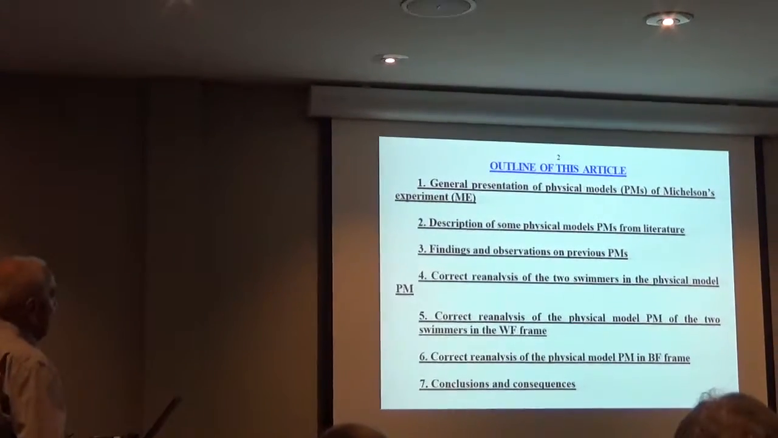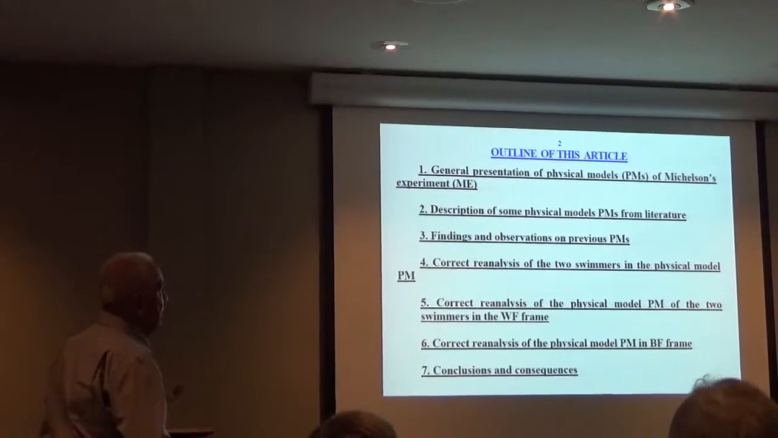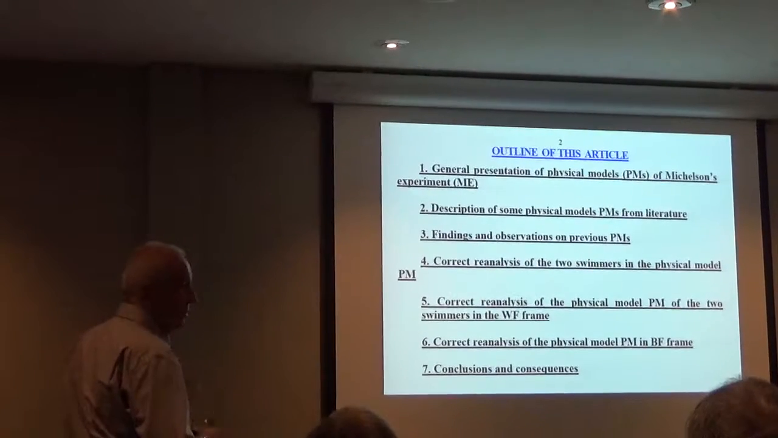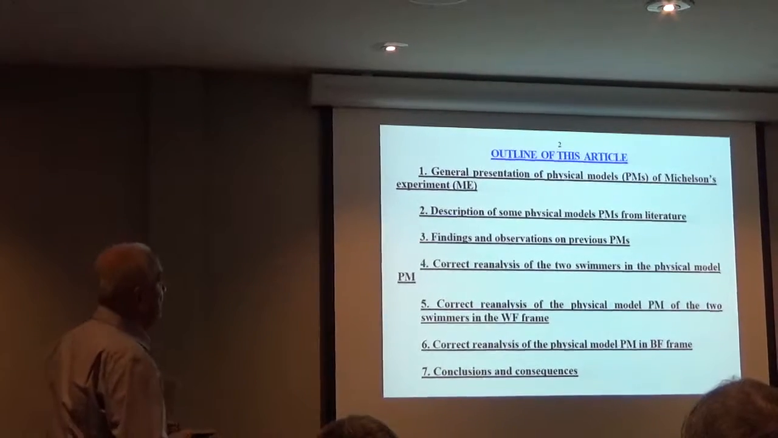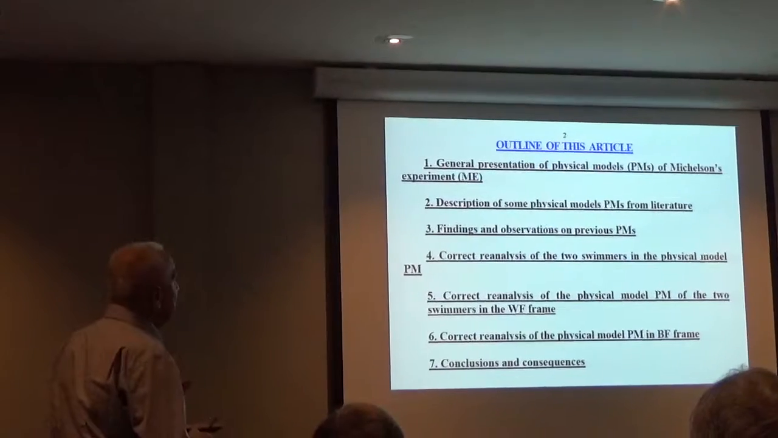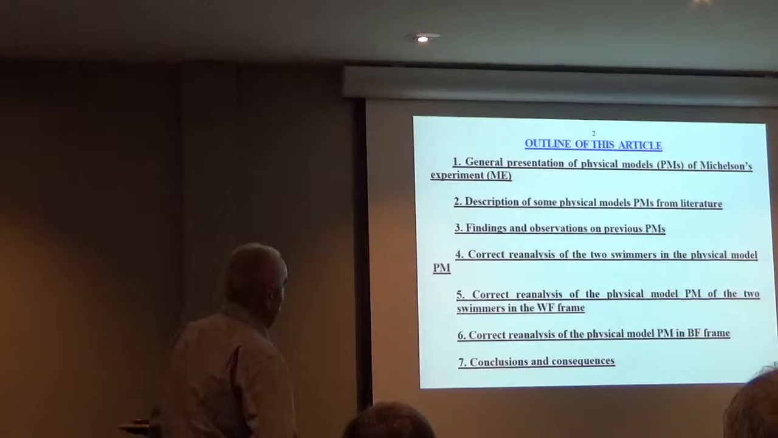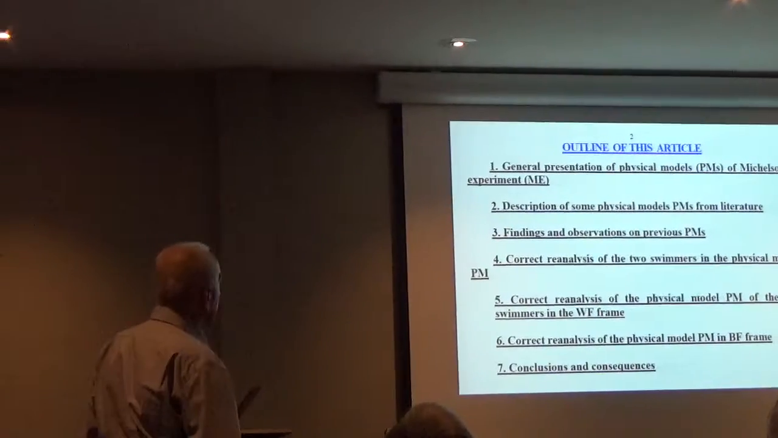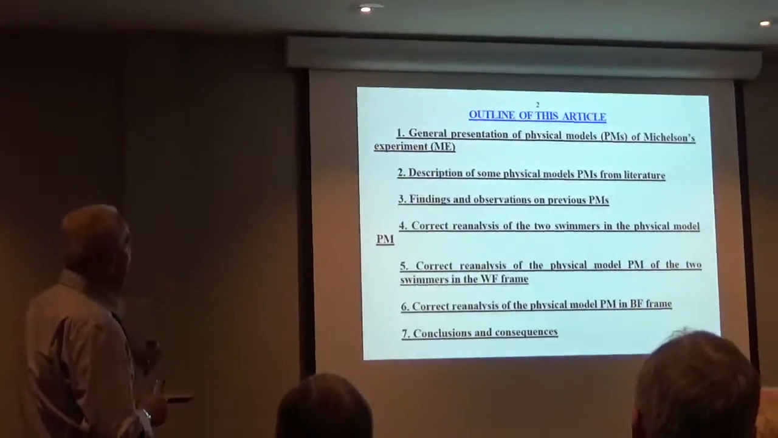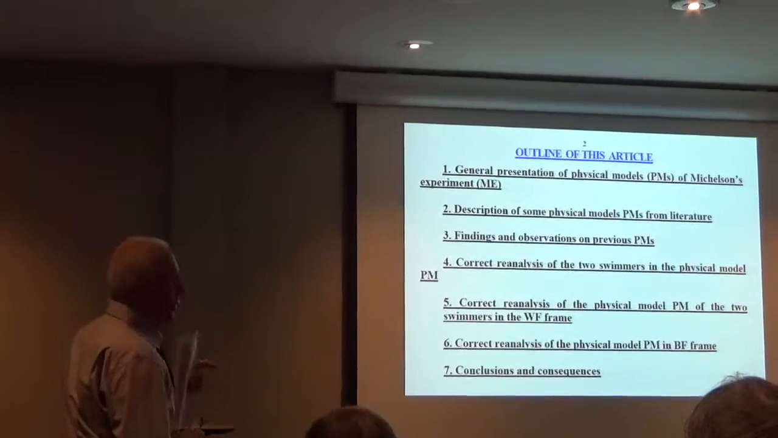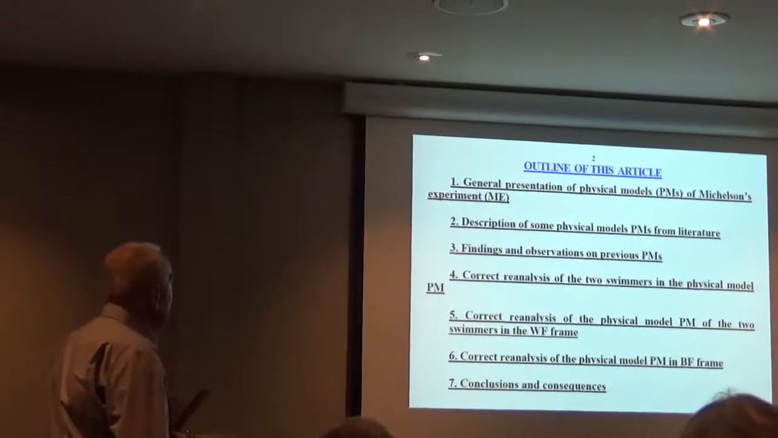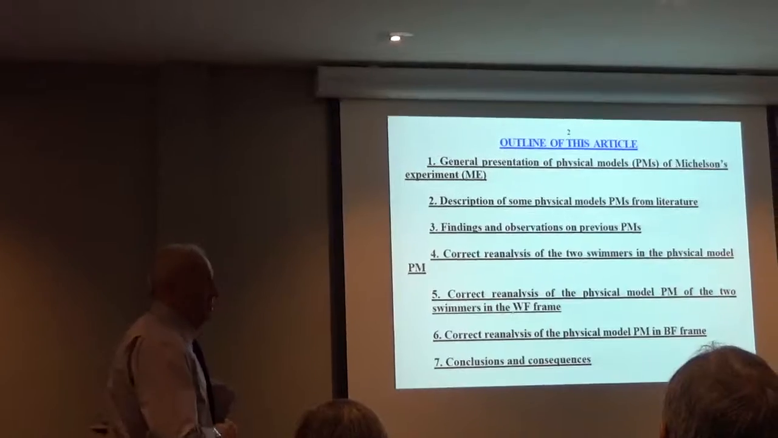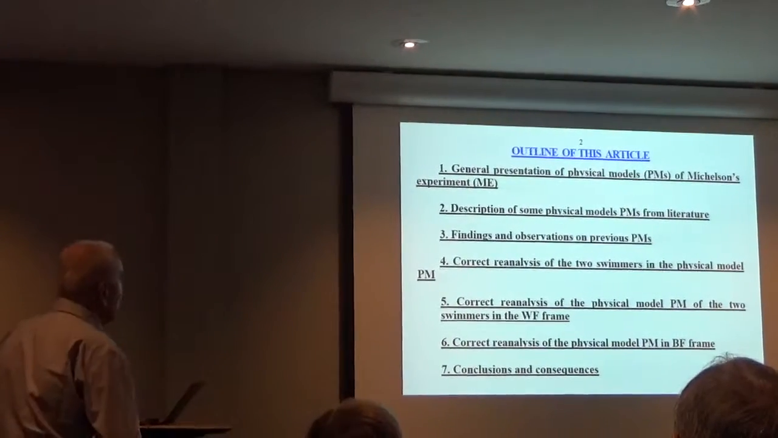An outline of this article. General presentation of the physical model, PM, we tell shortly, of the Michelson experiment, ME shortly. Description of some physical models from literature. Findings and observations on previous models. Correct reanalysis of the two swimmers in the physical model PM. This will be done in two phases: correct reanalysis in the W frame, the water frame, and correct reanalysis in the B frame, the block start frame, or bank frame, and some conclusions and consequences.